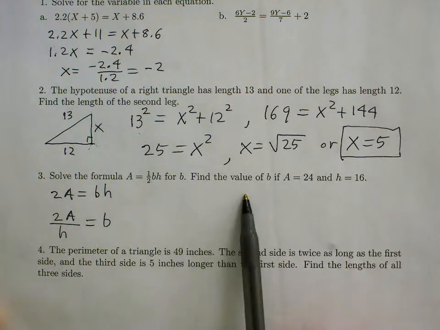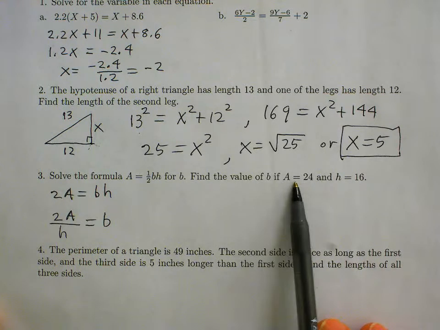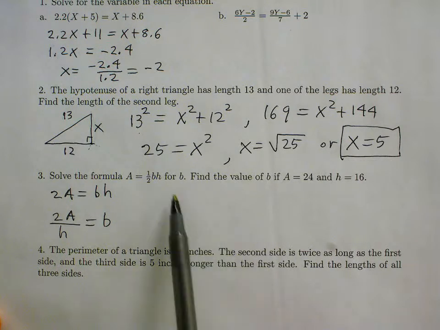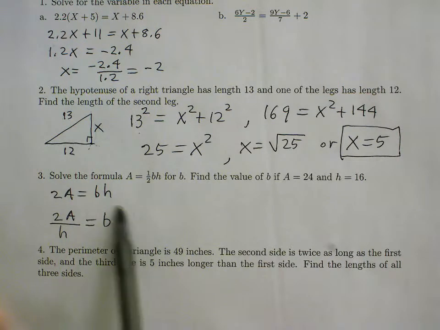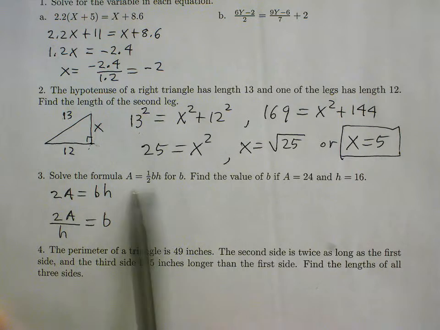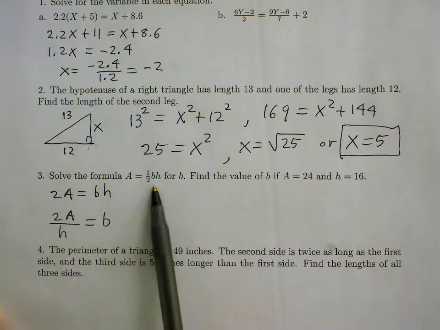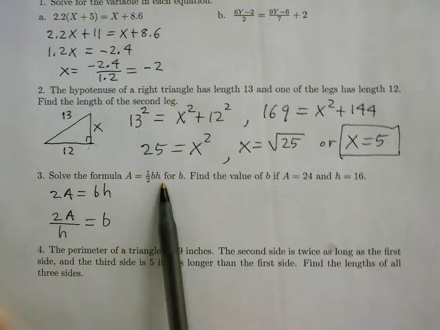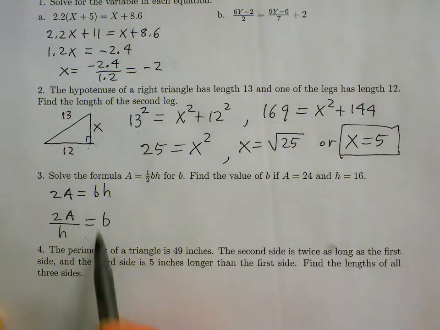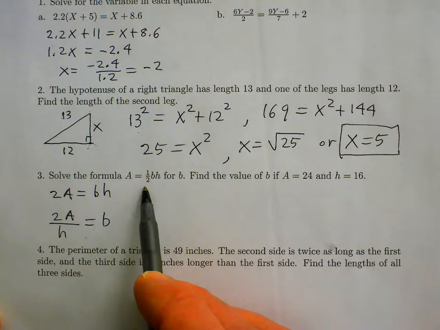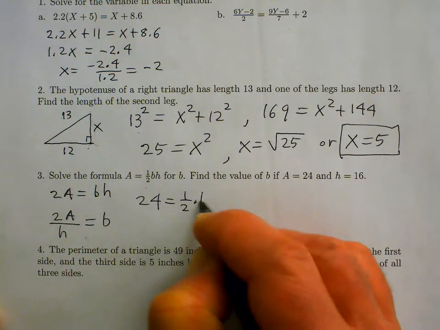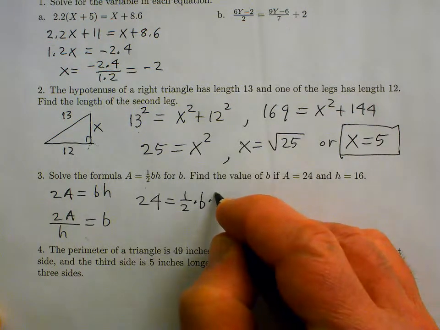The second part of the problem says find the value of B if A equals 24 and H equals 16. We have one of two options. If you are concerned about what you came up with when you solved for B, you can always use the original equation. Just replace A with 24 and H with 16 and then do the arithmetic. But if you're confident in your formula for B, you can use either one. So I'll use the original formula. Replace A with 24. That's equal to 1/2 times B, and H is 16. So I'll replace H with 16.